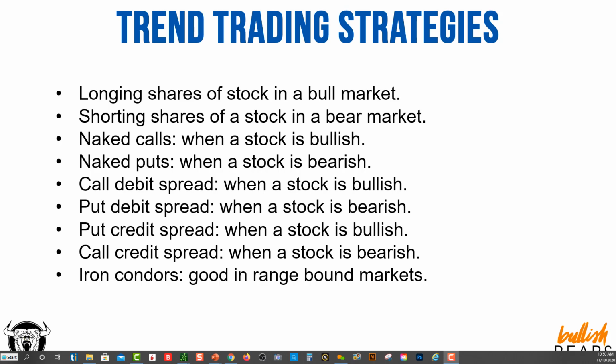When you go into the spreads arena, a call debit spread is for when a stock is bullish. A put debit spread is for when a stock is bearish. And then when you go into credit spreads, a put credit spread is for when a stock is bullish, and a call credit spread is for when a stock is bearish. And then you'd look to do those iron condor strategies for range bound markets, or markets that trade sideways.